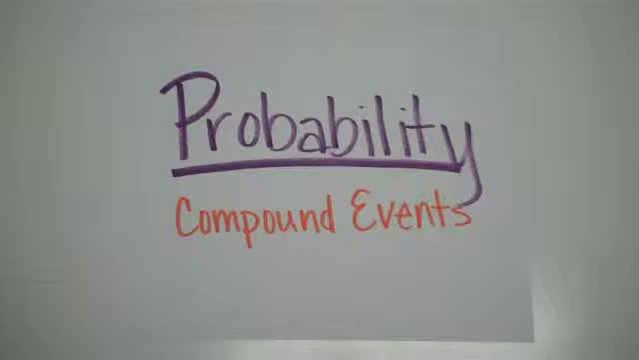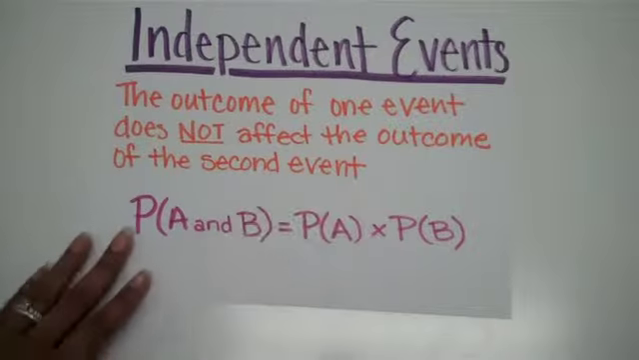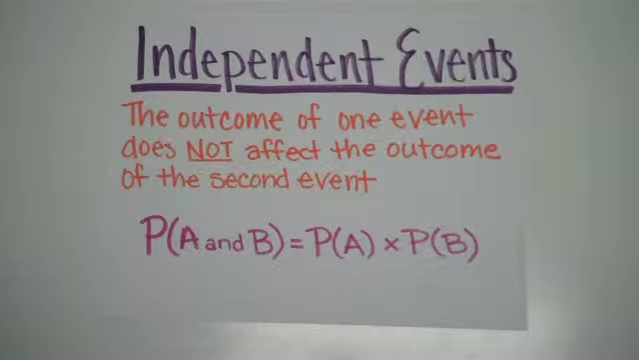Hey guys, today's video is on the probability of compound events. There are two different types of compound events. The first one we have is independent events. With independent events, the outcome of one event does not affect the outcome of the second event. They're independent of each other.